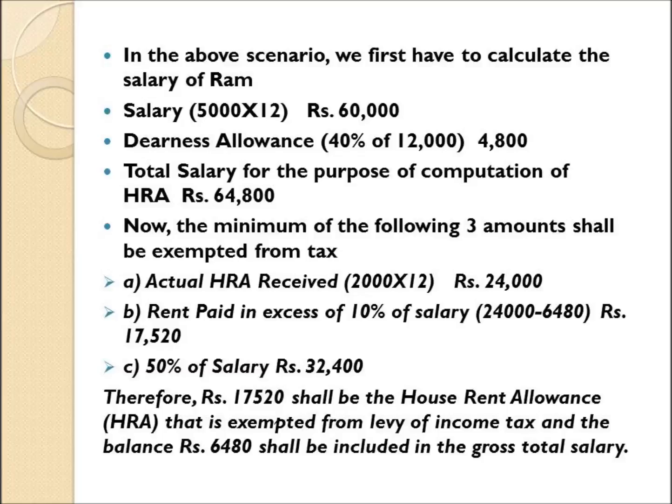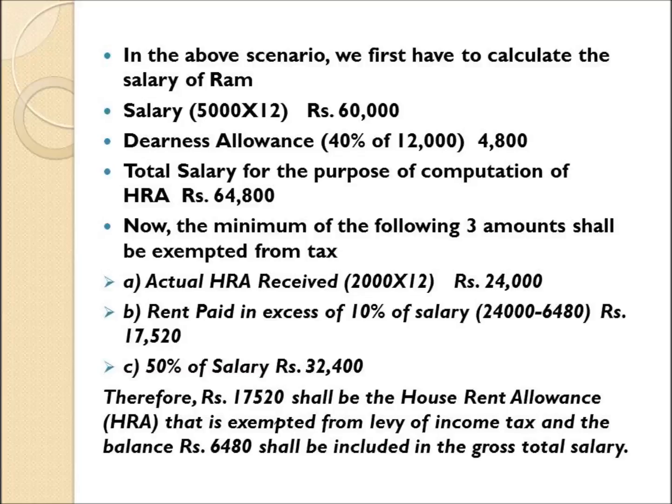Now, the minimum of the following three amounts shall be exempted from tax. The following three amounts, the minimum will be exempted. Number one was HRA actually received. So what was the HRA actually received? 2,000 per month. So 2,000 into 12 will be 24,000 for the whole year.